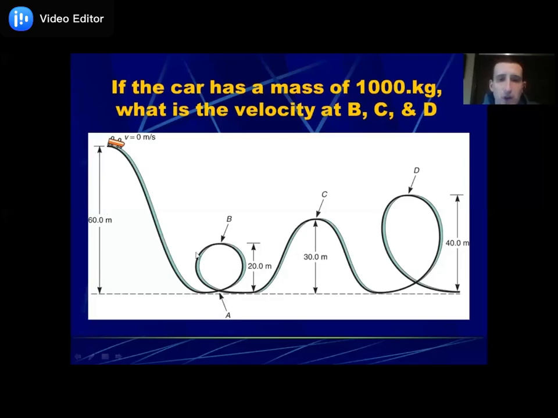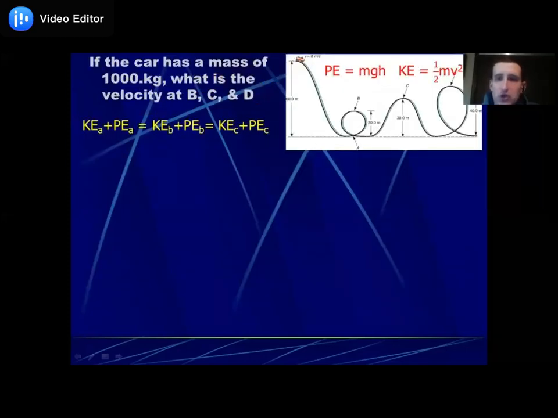If we are given all the heights, then we can find the potential energy. If we can find the potential energy, then we are able to find, by subtraction, the kinetic energy, and correspondingly from the kinetic energy, the velocity. So let's go ahead and work on this problem. We just made the problem a little bit smaller up here so we have room to work.